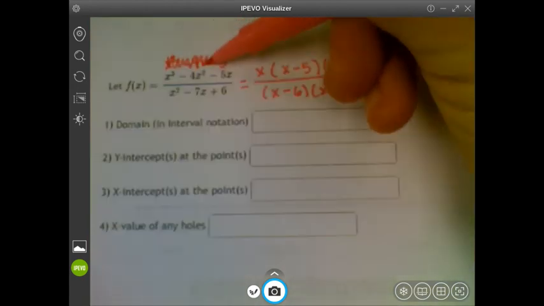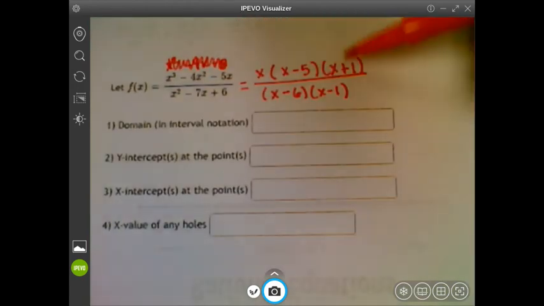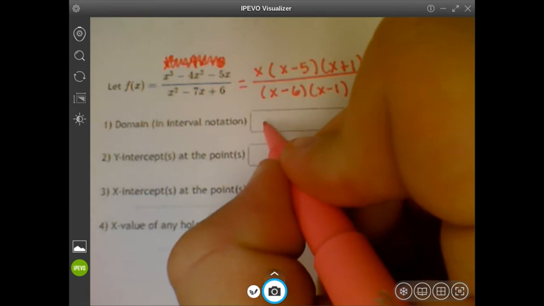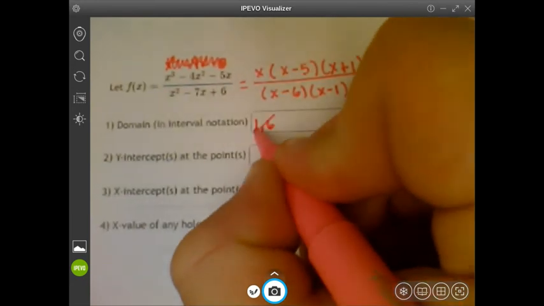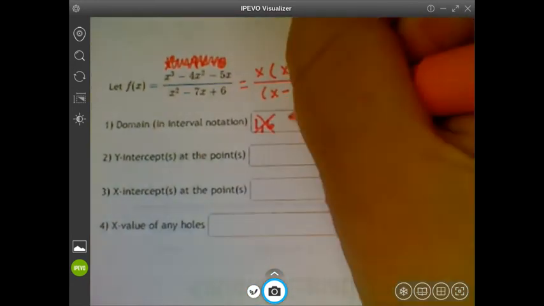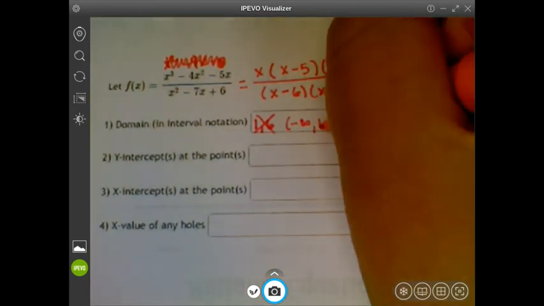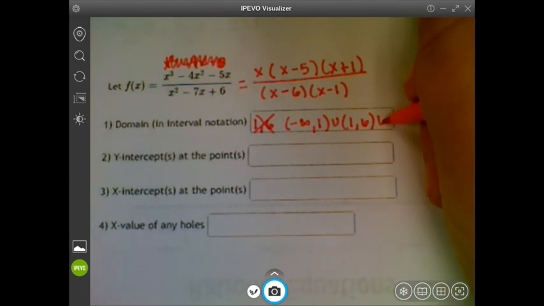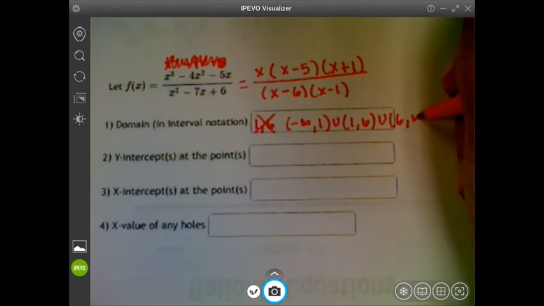And so I'm just going to cross that off so I don't get distracted by it. So here's it completely factored. All right, the domain, what makes the denominator equal to 0? That's 1 and 6. So 1 and 6, it cannot be those two numbers. So we'll say negative infinity to 1, union 1 to 6, don't forget the stuff in the middle, union 6 to infinity.